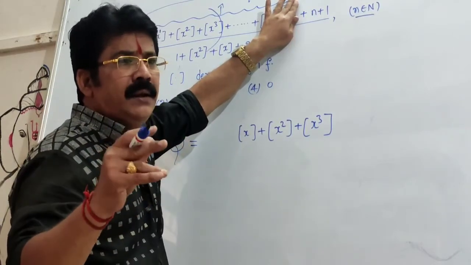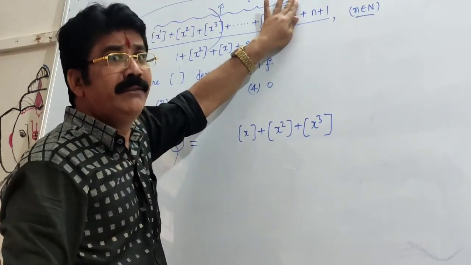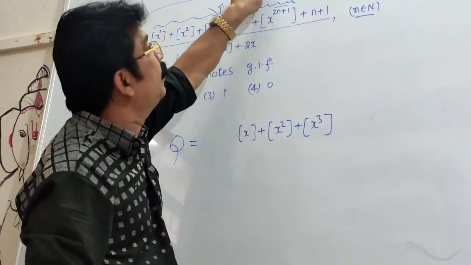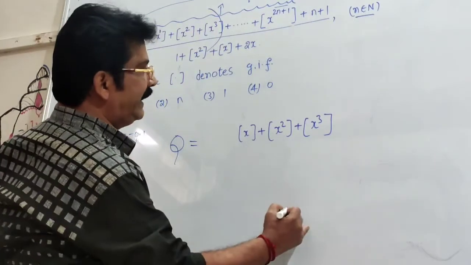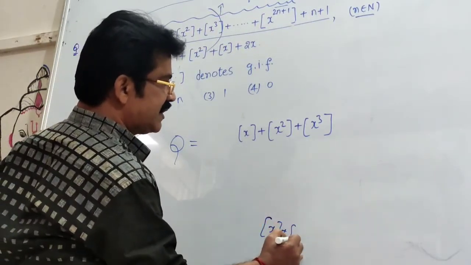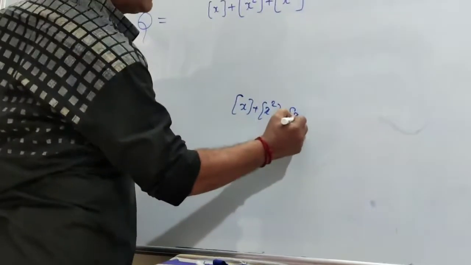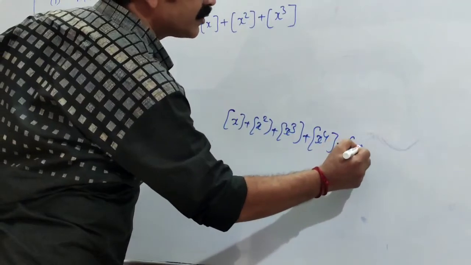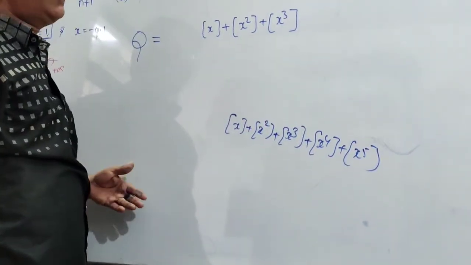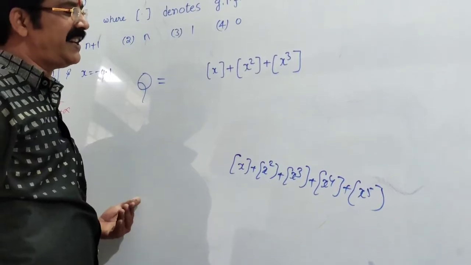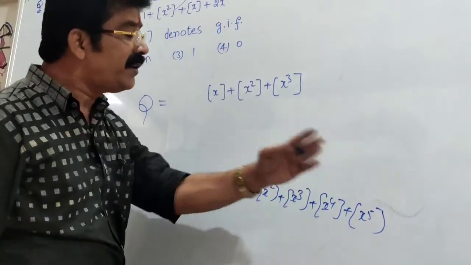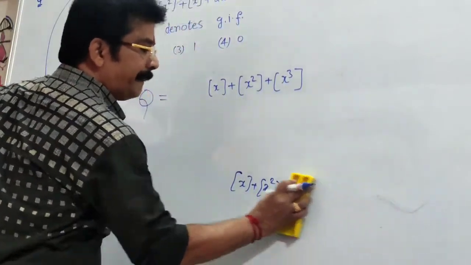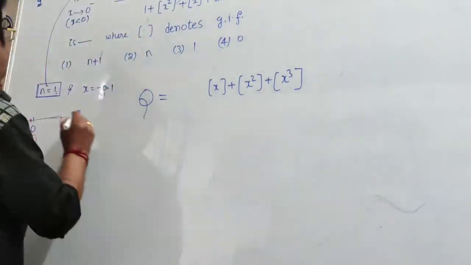Understand? 1 minute. Sir, if we take n equal to 2, then what will happen? N equal to 2: 2 2s are 4, 4 plus 1 is 5. We have to write box of x plus box of x square plus box of x cubed plus box of x to the power of 4 plus box of x to the power of 5. So what is the need of unnecessarily introducing more variables or constants like that? Not necessary. That's why reduce it by taking a very simple value, n equal to 1.